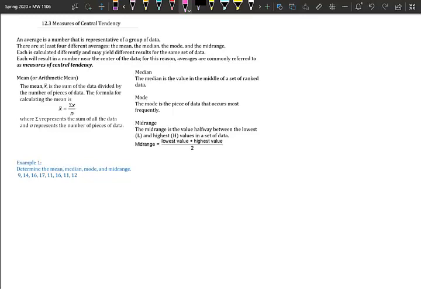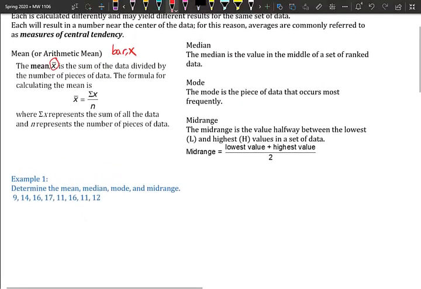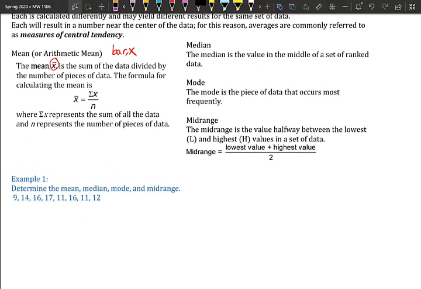But average is an umbrella term. So average means mean, median, mode, and mid-range. So the mean, or arithmetic mean, x with a little bar on top, is actually called bar x. So this thing right here is called bar x, and it is the sum of the data divided by the number of pieces of data.